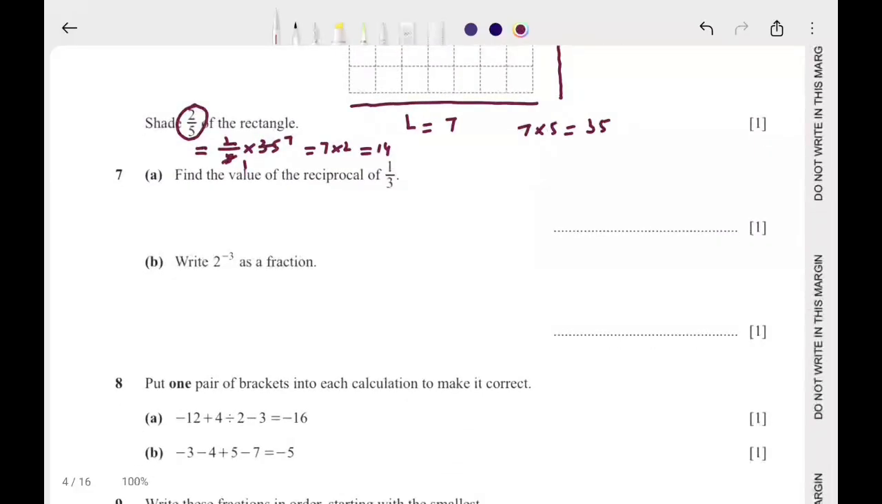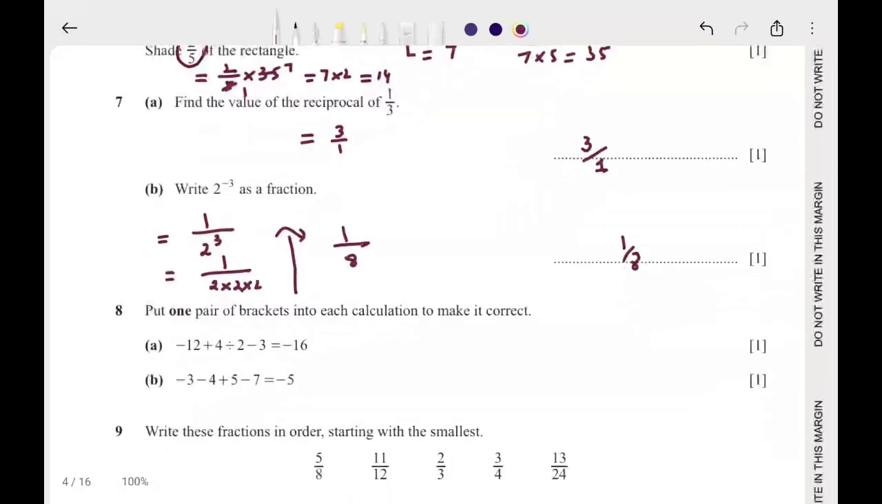Find the value of the reciprocal of 1 by 3. So this is very simple. So the reciprocal of 1 by 3 is 3 over 1. Write 2 raised to the power minus 3 as a fraction. So first of all, make this power positive. It will be 2 raised to the power 3, and it will be 1 upon 2 times 2 times 2, and it will be 1 over 2 times 2, 4, 4 times 2, 8. 1 upon 8 is the answer. Next question.